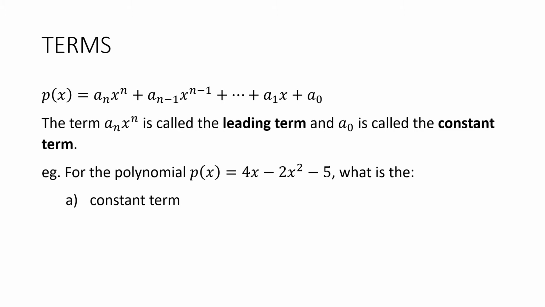For the polynomial p of x is equal to 4x take away 2x squared take away 5, what is the constant term? So we're looking for the term without an x. It's here, don't forget the negative, so it's negative 5. What is the leading term? It's not this one, it's the highest power of x. It's this one, negative 2x squared. And what is the term in x? So that means the term with just an x. It's this one here, it's 4x.